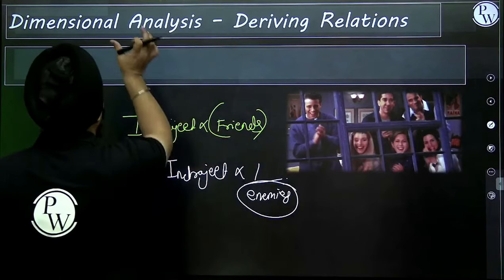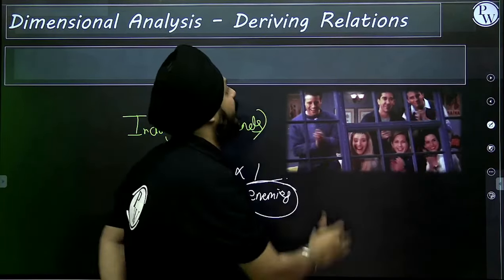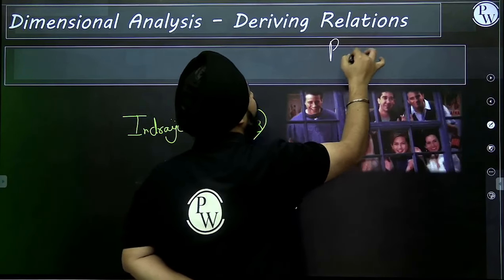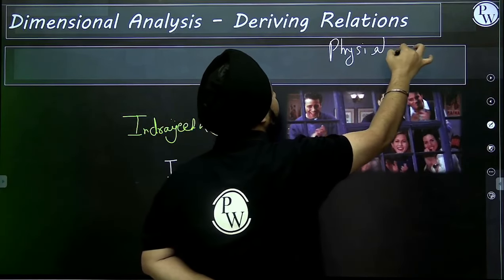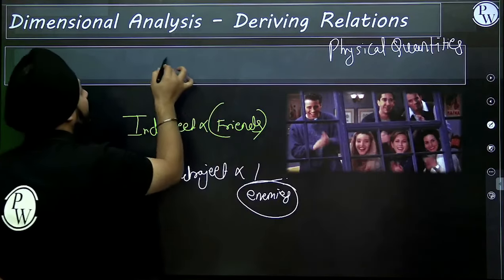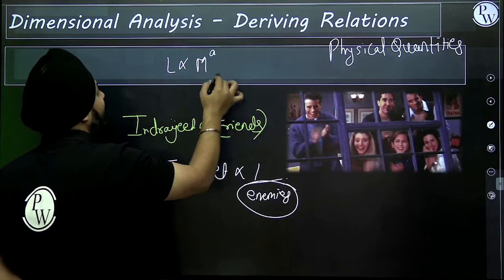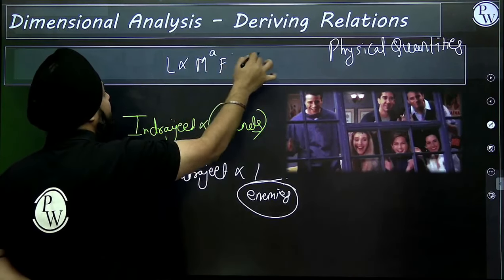Okay. So this is deriving relations between the physical quantities. Suppose let us take an example. Length depends on mass, force, density.